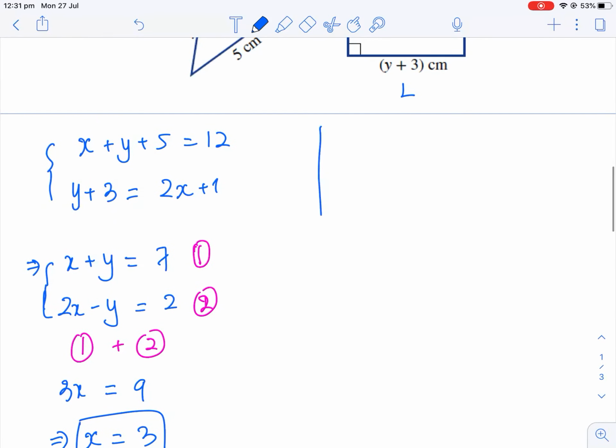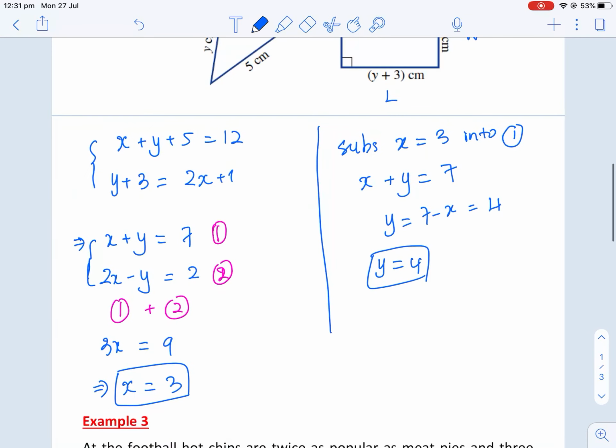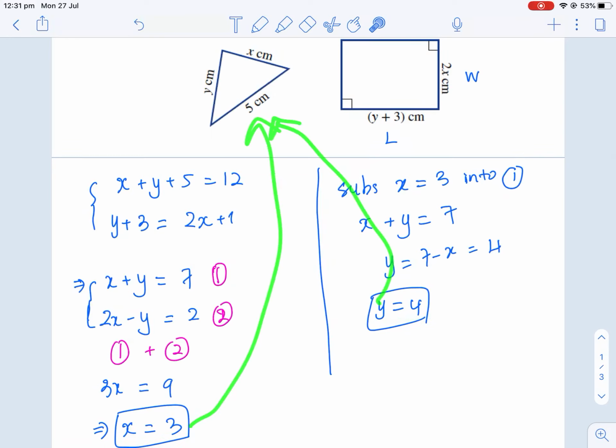How to find y? I'm going to substitute x equals 3 into, again, either equation 1 or equation 2, you still have the same number. This time I'm going to choose equation 1. So equation 1, x plus y equals 7, and x is 3, so y equals 7 take away 3, which equals 4. All right? So I have here y equals 4. My answer is x equals 3 and y equals 4. To make sure, you can substitute the values of x and y back into both equations to check if it's correct or not.